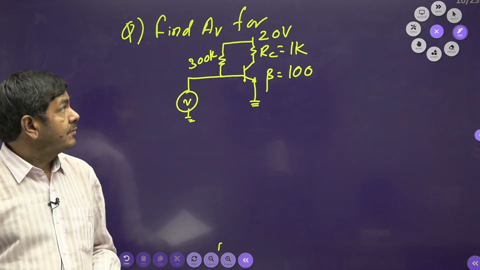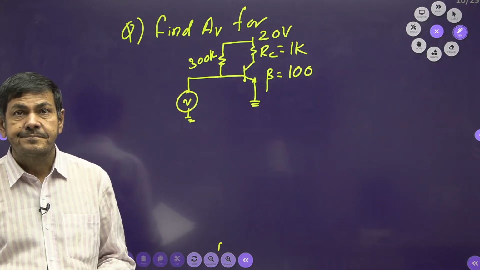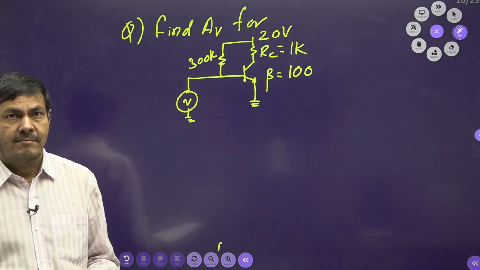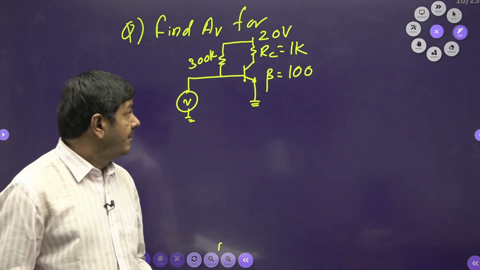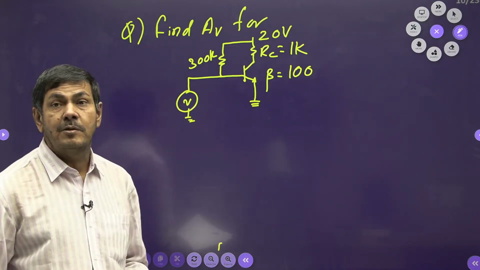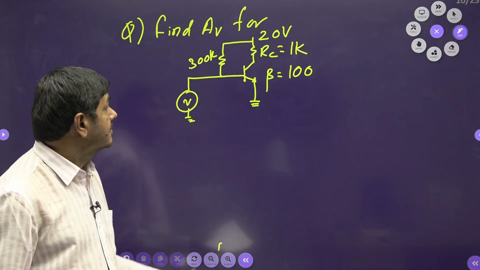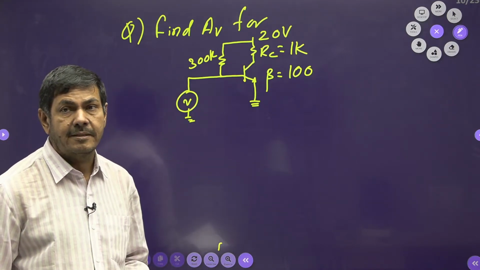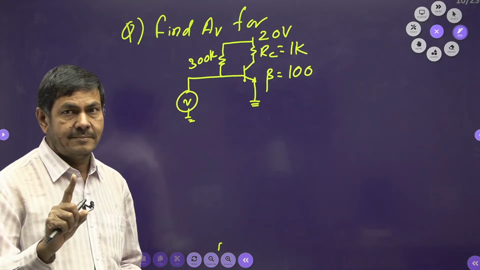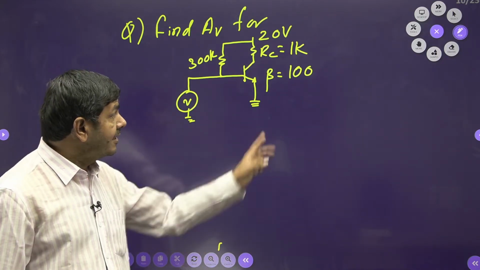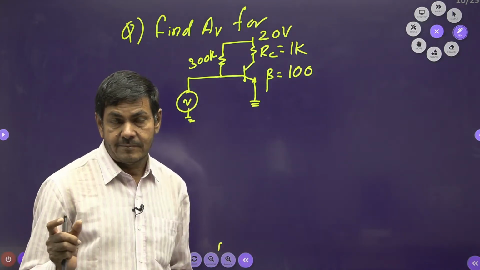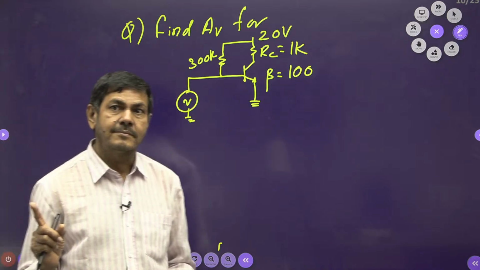How can we find the voltage gain AV? But how can you understand whether a model is applicable or not? This is the re model. In the re model, you will be given one parameter only: the beta value. Beta is nothing but hFE, the forward current gain.